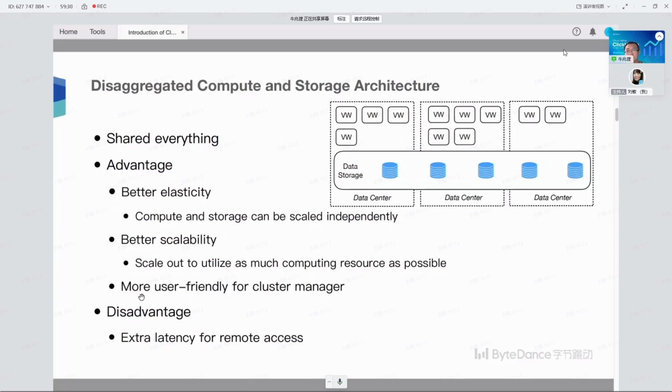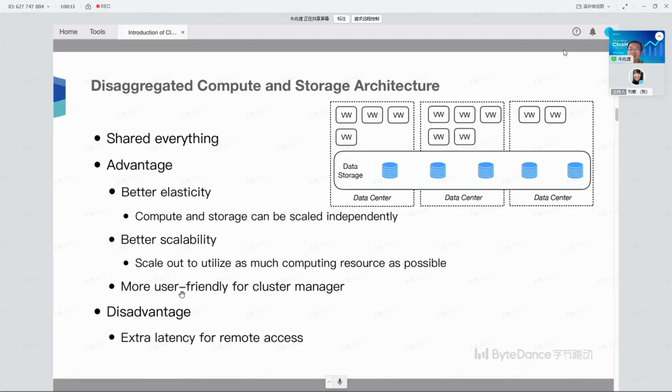And the last one is that it's more user-friendly. The cluster manager doesn't need to worry about data persistency, data replicas, and data sharding. All of these things can be delegated to the data storage. For example, we can utilize HDFS or even Amazon S3 to store the data.